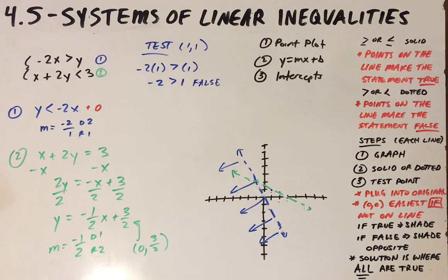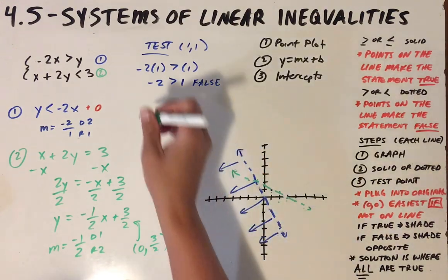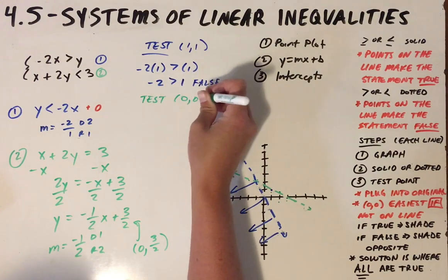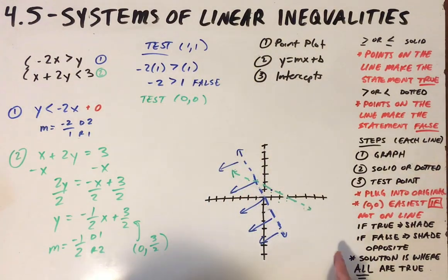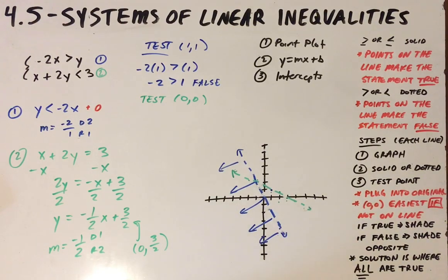All right, so I've gone through steps 1, 2, 3 for the blue line. Now we need to do step 3 for the green line. For the green line, I'm going to plug in the point 0, 0 because it's not on the line. So my test for the green line is going to be the point 0, 0. That's always the easiest as long as it's not on the line. I couldn't use it for the blue line because it was on the blue line and I already know that would make it false.